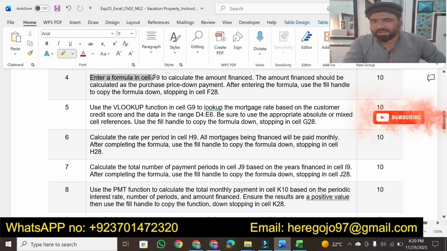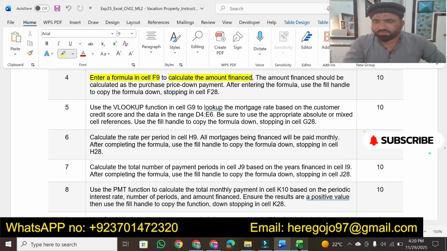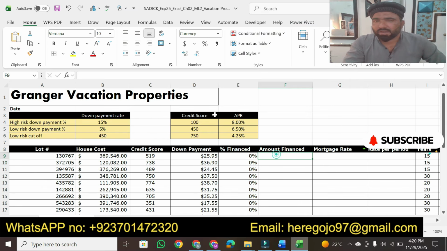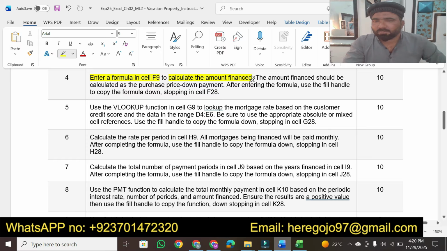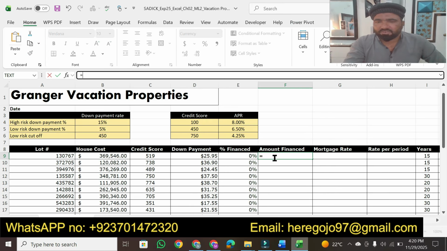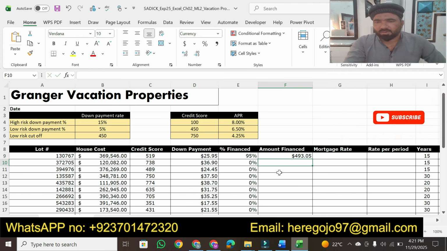Enter formula in cell F9 to calculate amount finance. Now we have to put a formula there. What formula do we have to use? The amount finance should be calculated as purchase price minus down payment. So here we use the purchase price, this one, minus the down payment, this one. Yes.